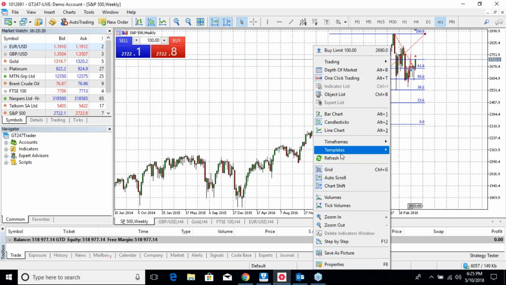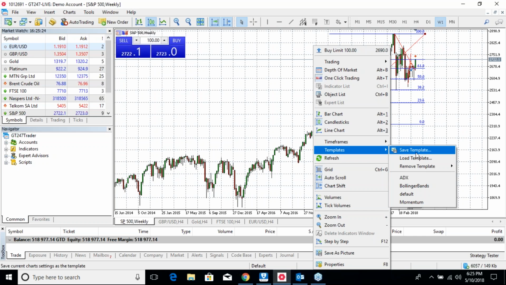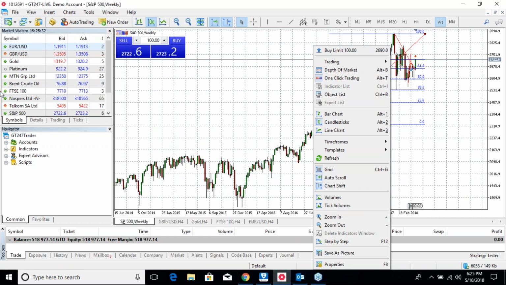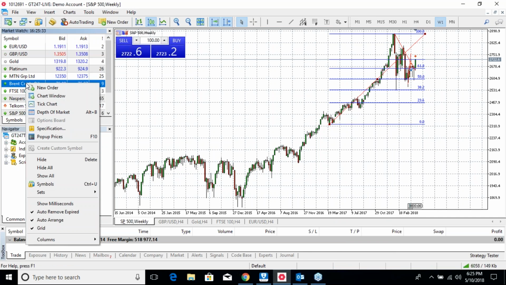And after you've set everything up, you go and say save template and save it as default with a lowercase d. Then every chart you open, it's going to show that particular movement, the template that you have designed.